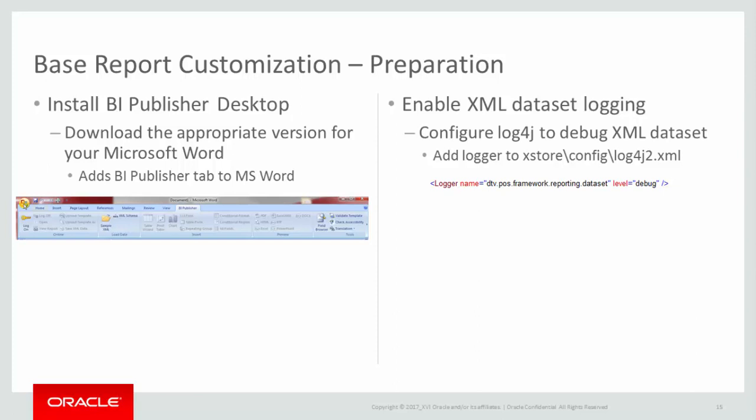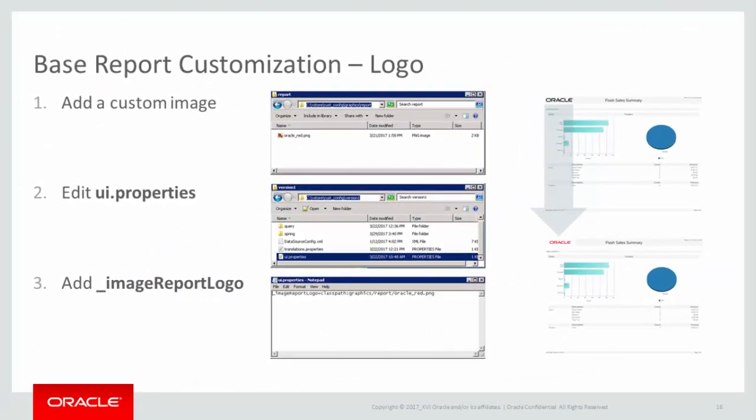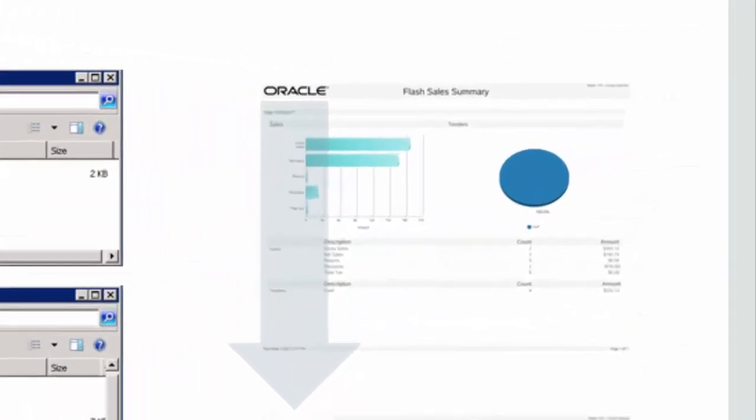Now let's walk through three customizations of XStore's base reports: customization of a logo, customization of a query, and customization of an RTF layout template. Out of the box, XStore's base reports display a black Oracle logo in each report's title bar.